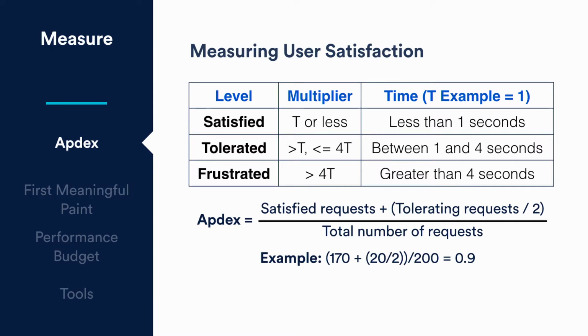And the formula looks like this. You take the number of satisfying requests summed with half of the number of tolerating requests, and you divide that by the total number of requests.